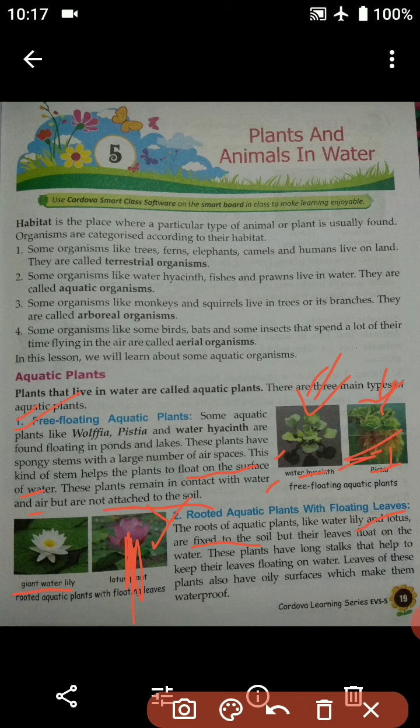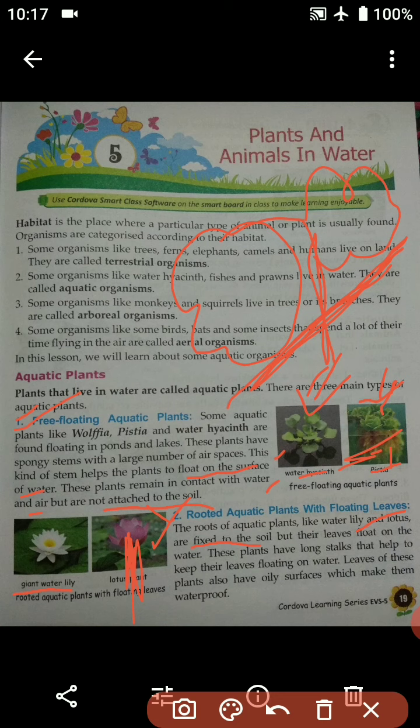This plant has a long stalk that helps to keep its leaves floating on the water. So this kind of plant will have a long, big stalk like this, which will help keep the leaves floating in the water. This will be the water. Okay, students.